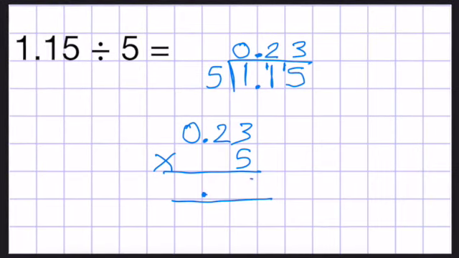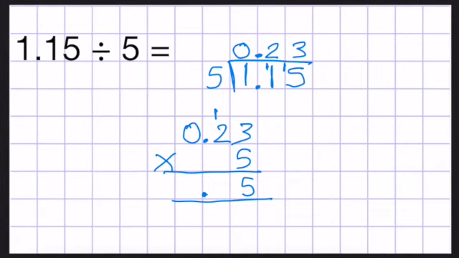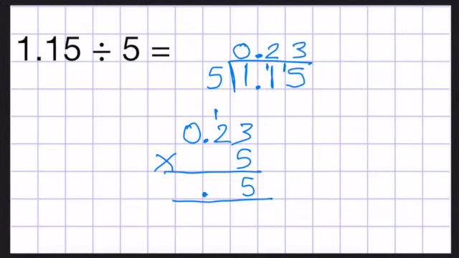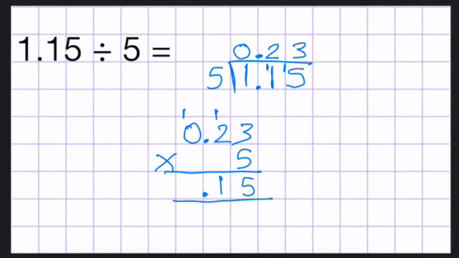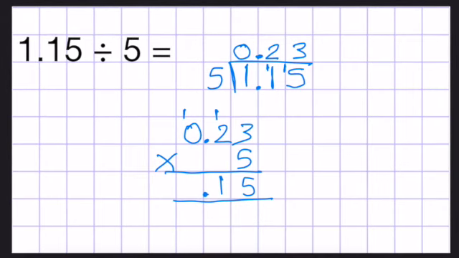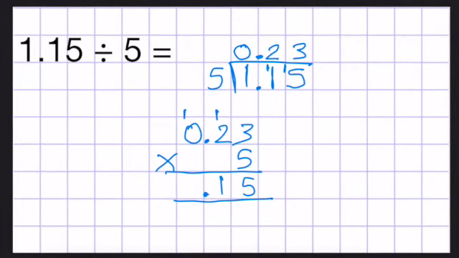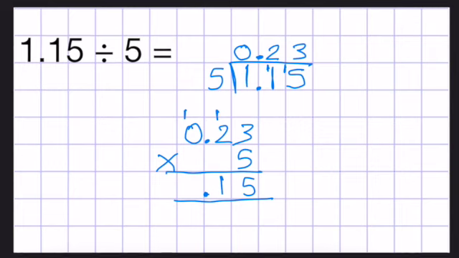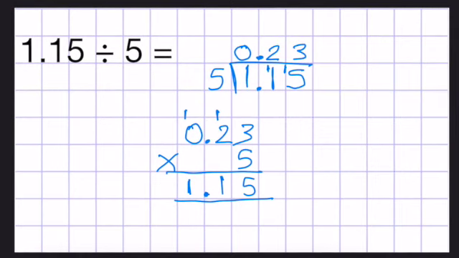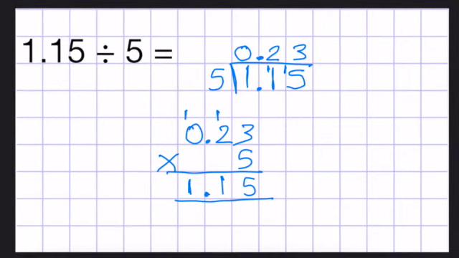5 times 3 is 15. 5 times 2 is 10 plus 1, that's 11. 5 times 0 is 0, and then we add the 1 there. So that means we have the correct answer.